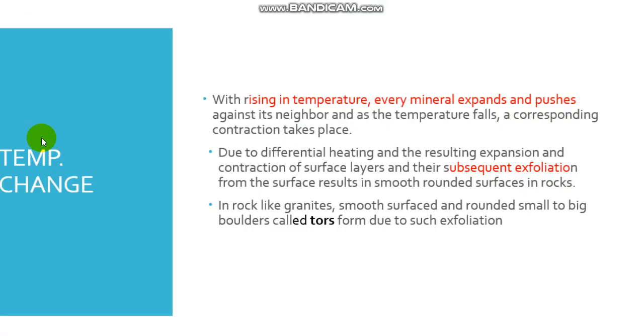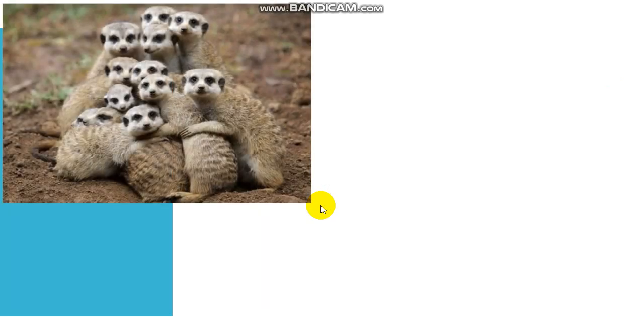Now this takes us to another change, that is temperature. Another cause of weathering is temperature, and this is very important. The temperature is always varying. It rises at some point of time and it lowers at some point of time. It could be seasonal or diurnal, meaning daily. It is different in the day and it is different at the night. So this temperature change causes expansion and contraction of the rock materials, and this results in subsequent exfoliation, and these are known as tors. So we'll see it with an example.